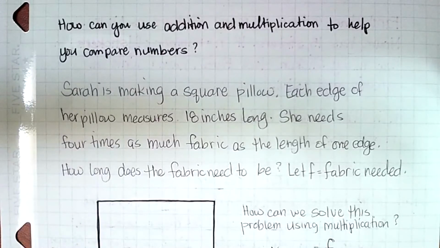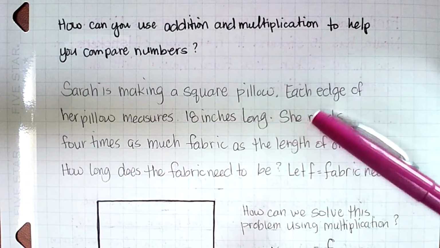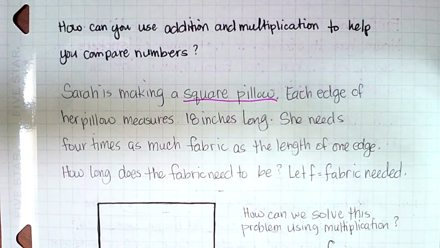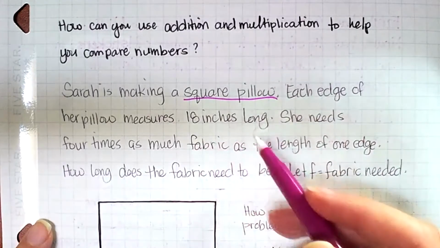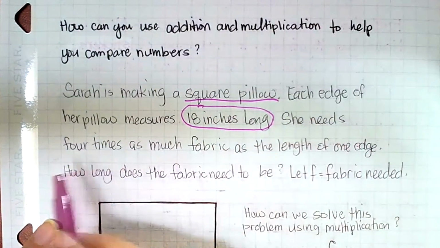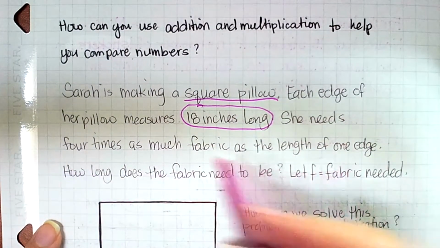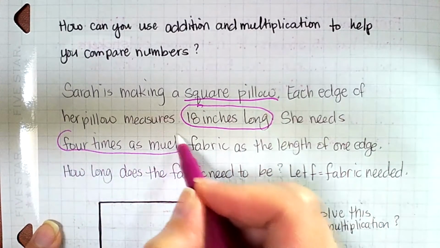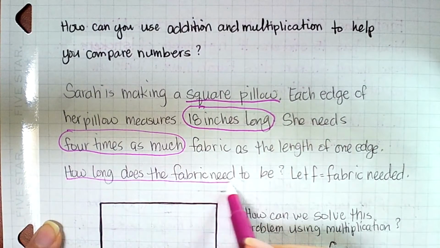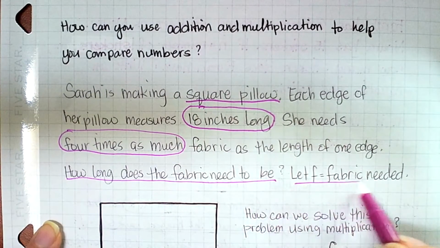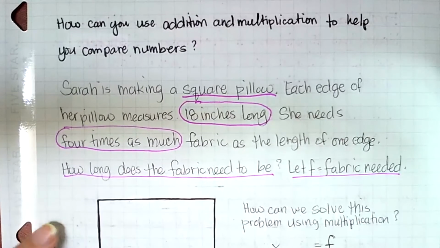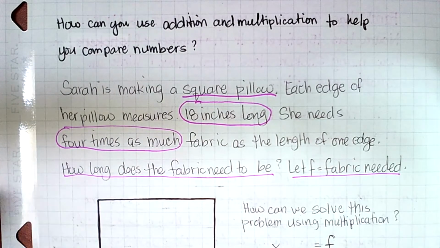So our example question here says, Sarah is making a square pillow. We know right away that if it's a square pillow, that it's going to be the same length on all sides. Each edge of her pillow measures 18 inches long. So we're going to annotate our question as we go through it. She needs 4 times as much fabric as the length of one edge. So 4 times as much. And then our question is asking us, how long does the fabric need to be? And we'll let F equal the fabric that's needed. So we'll use the variable F. We'll use that as the letter to show however much we're going to need.